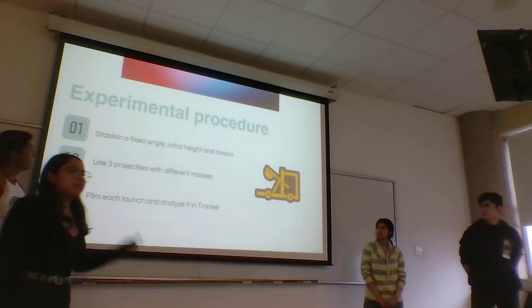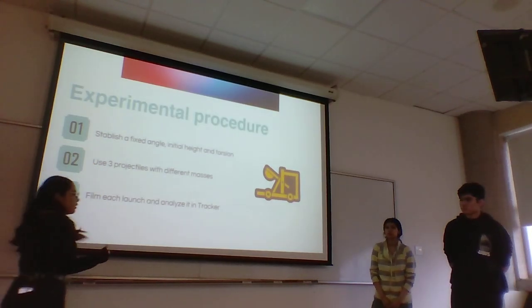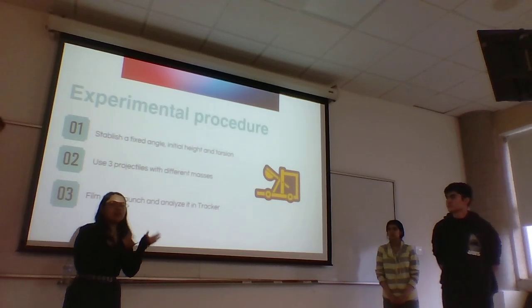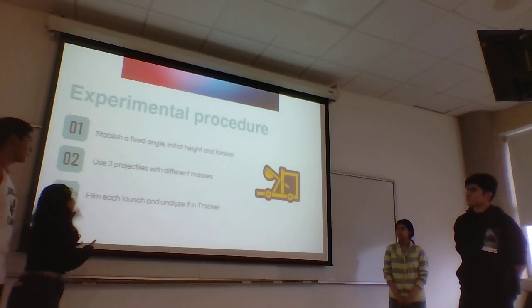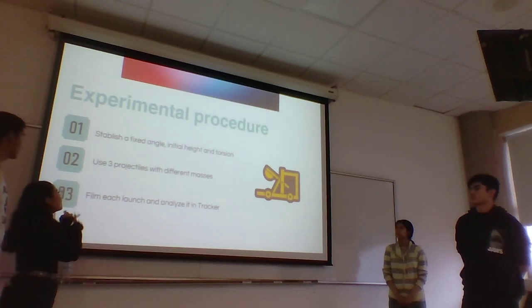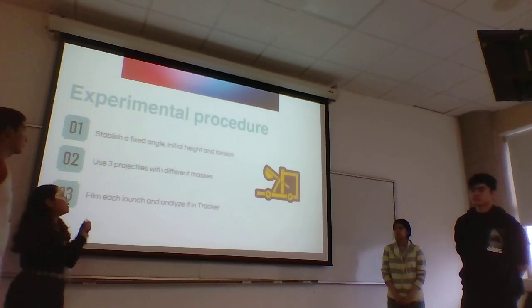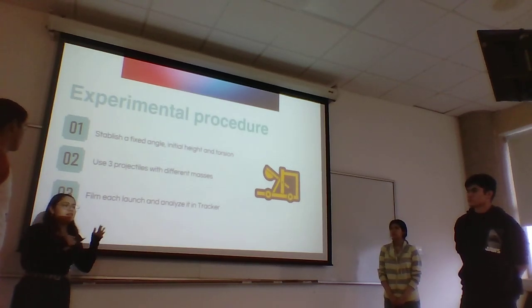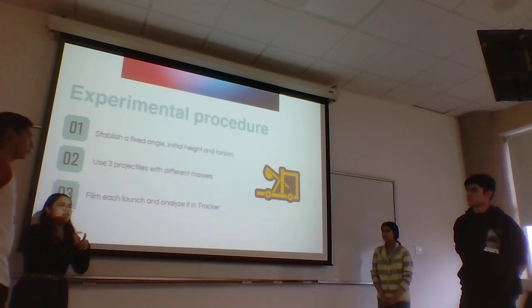Okay, so now the experimental procedure. Our experiment was rather simple, so it only consisted of 3 steps. The first is that we established a fixed angle, fixed initial height, and torsion. We wanted the launches to be rather similar and only change the mass.